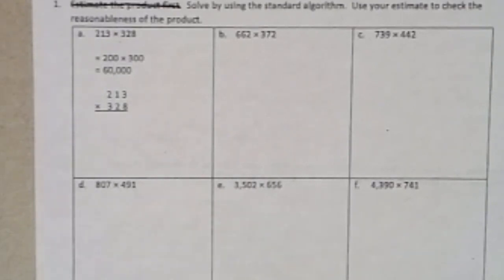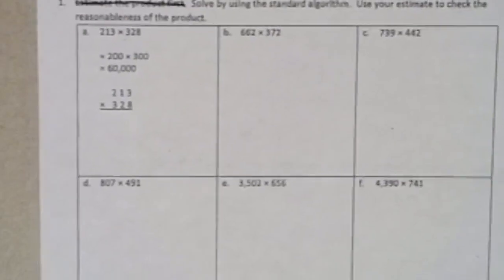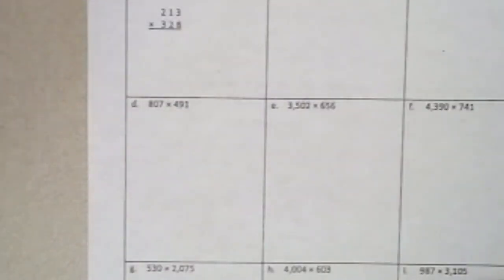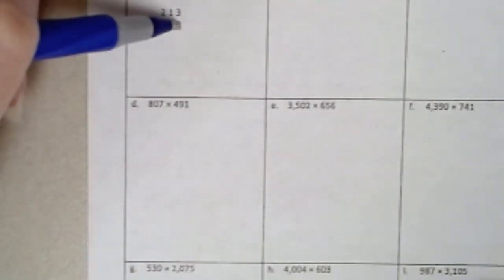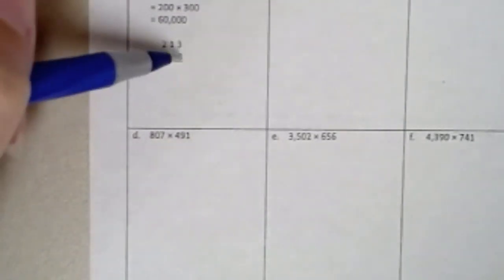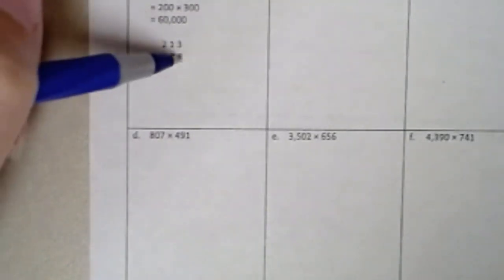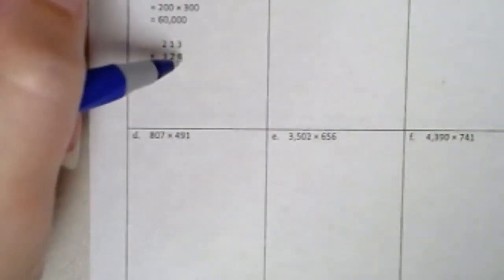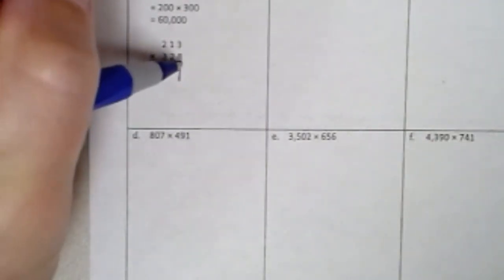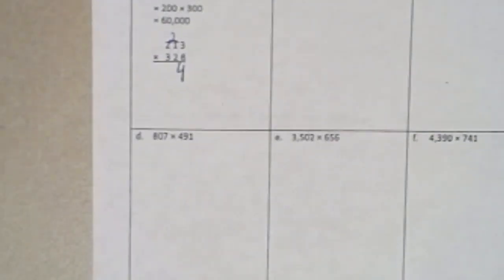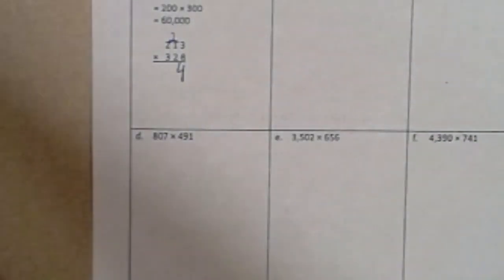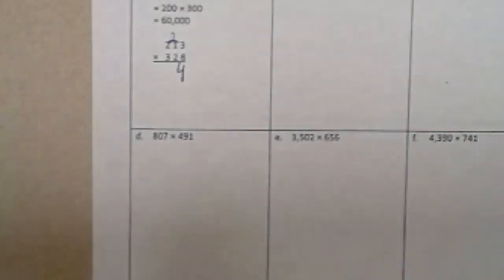This video is probably going to be a little bit longer than most because I am going to walk through all the steps. All right, so the first problem is already set up for us. Remember, we take the digit in the ones place and we multiply it by everything on top. So 8 times 3 is 24. We write down our 4 and carry our 2. And I just realized that this is not going to be enough room for me to work out this problem. So quick change of pace.